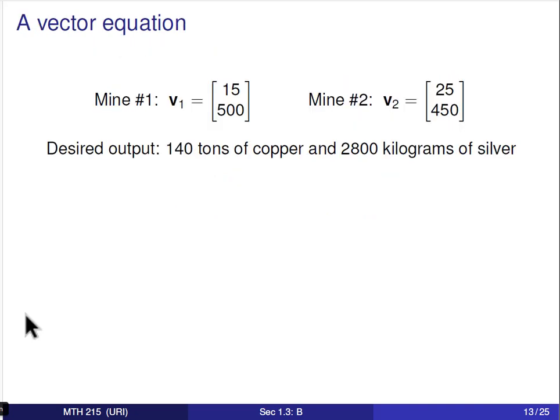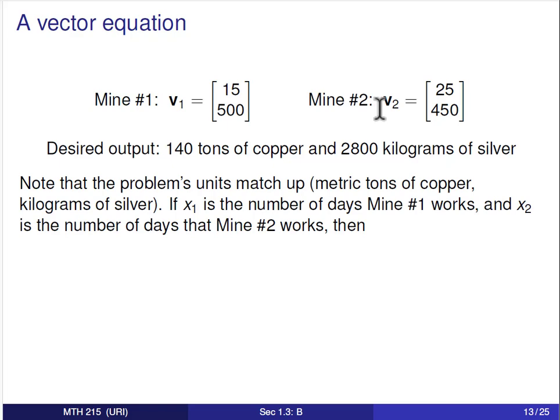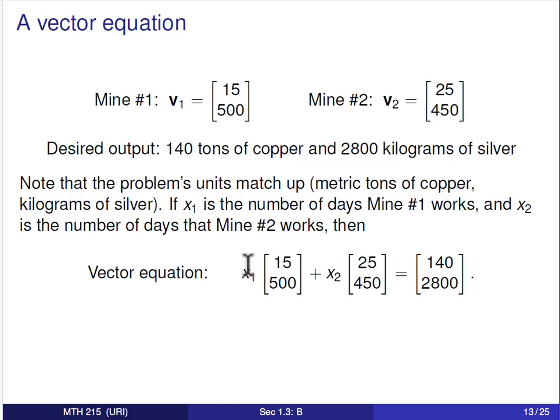All right, so let's take those two vectors. Our desired output is 140 tons of copper and 2,800 kilograms of silver, and we just want to know how many days we should let each mine run. So if we let x1 be the number of days mine number 1 works, and x2 be the number of days that mine 2 works, then we can write an equation, x1 times v1 plus x2 times v2 equals our desired output. We should mention that the units that were asked in the problem do match up with the form that the vectors came in, so we don't need to worry about our units. Now here's our vector equation.